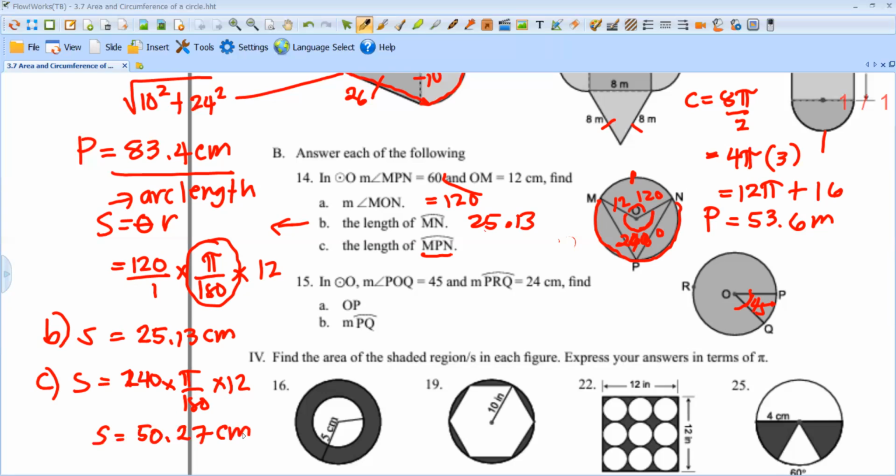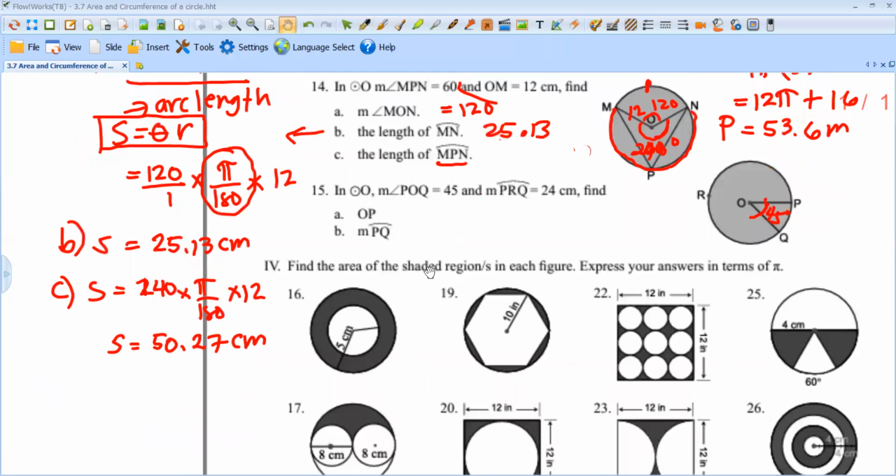All right. So when you are looking for the angle, the arc length, do not forget this formula. S is equal to theta multiplied by the radius. Number 15. POQ is 45. And then PRQ is 24 centimeters. PRQ. So the arc length is 24 centimeters.